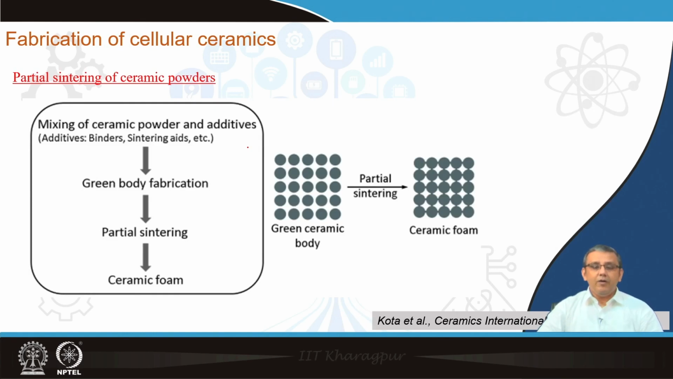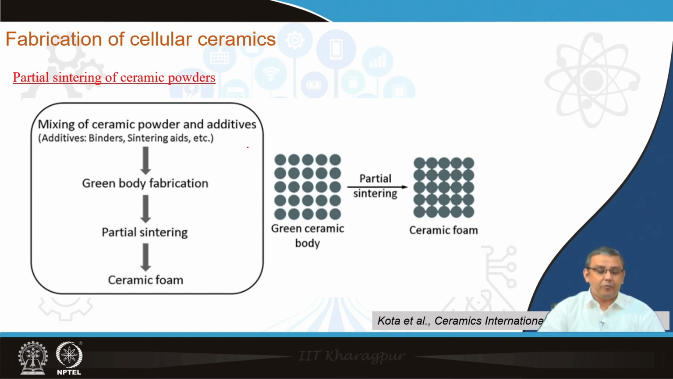Okay. So, now about the fabrication processes for porous ceramics or cellular ceramics, which is mainly called porous ceramics. The first and the simplest process is partial sintering. I can easily go back to the previous slide and explain what is happening over there. The basic idea is that in partial sintering we do not sinter the material to its final densification.